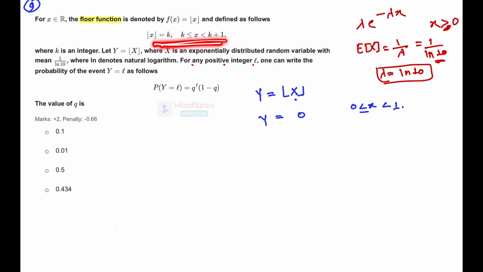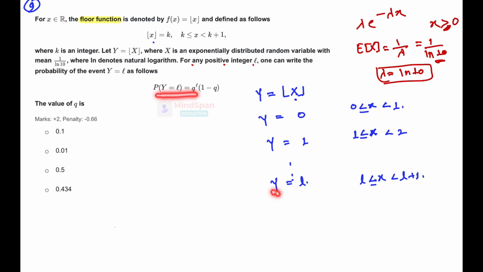As per how we have defined the floor function, when random variable x takes the value from 1 to 2, then this random variable y will take the value that is equal to 1, and so on. If random variable x takes the value, let's say, from l to l plus 1, then this random variable y will take the value l, right? And we need to find this probability that random variable y takes the value little l, and this is equivalent to happening of this event, right?